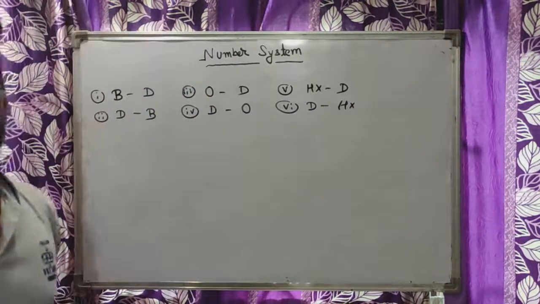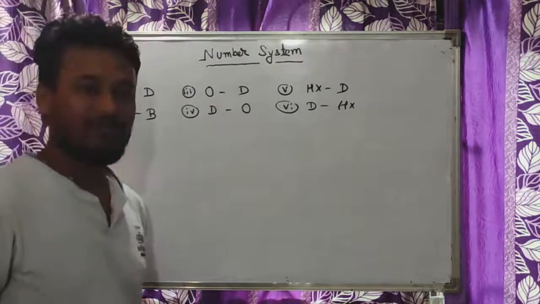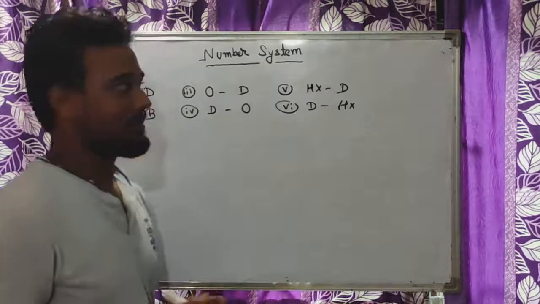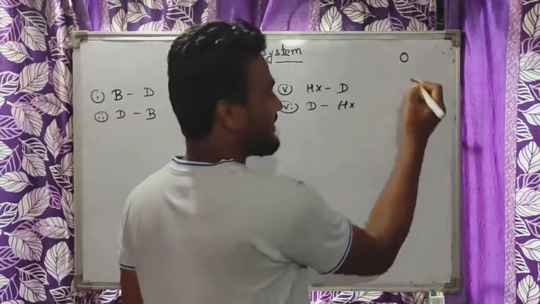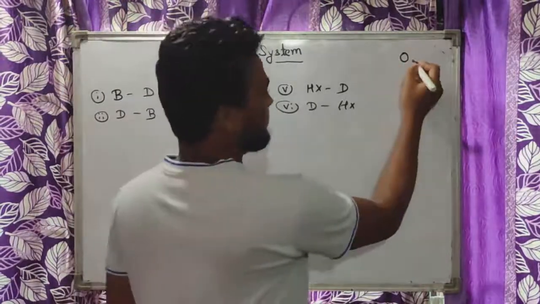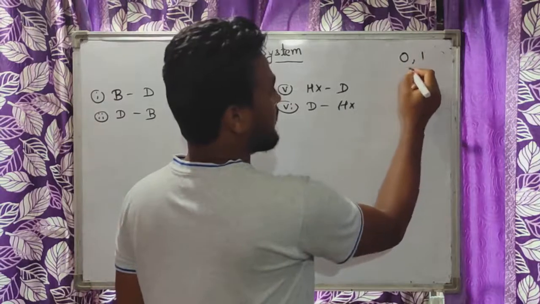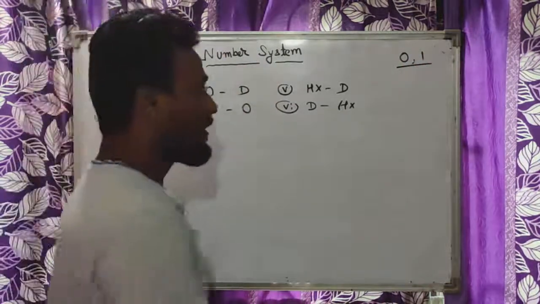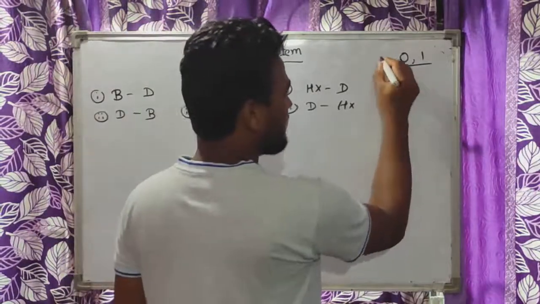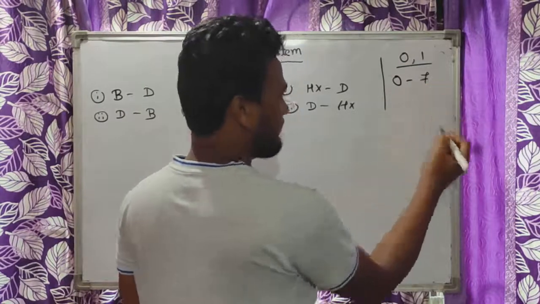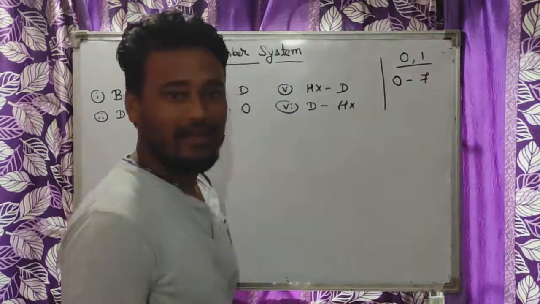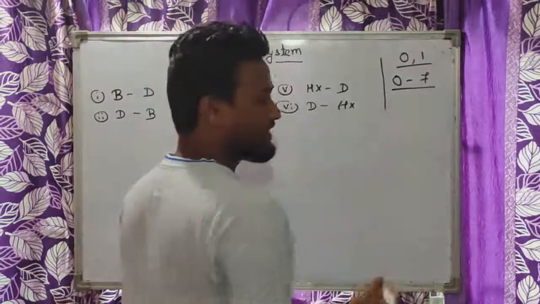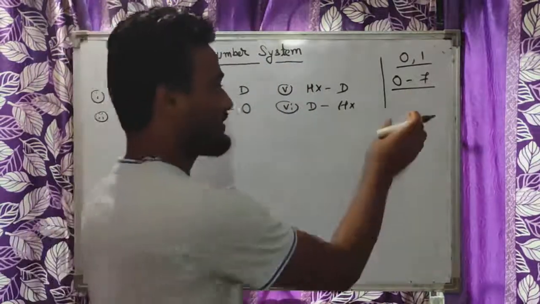Before we proceed, I hope all of you are familiar with these number systems. Binary number means machine language, and we use only two digits, 0 and 1. For octal, the numbers start from 0 to 7. From 0 to 7 there are 8 numbers. Octal means 8.